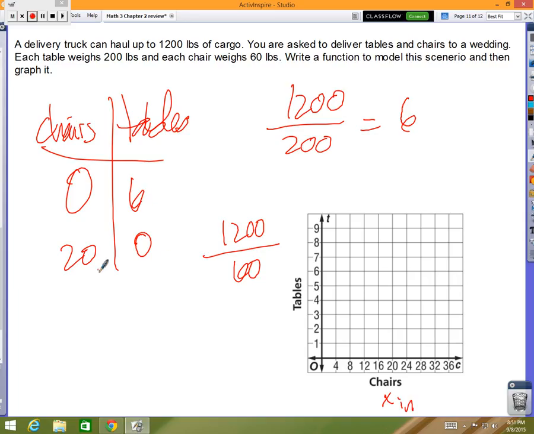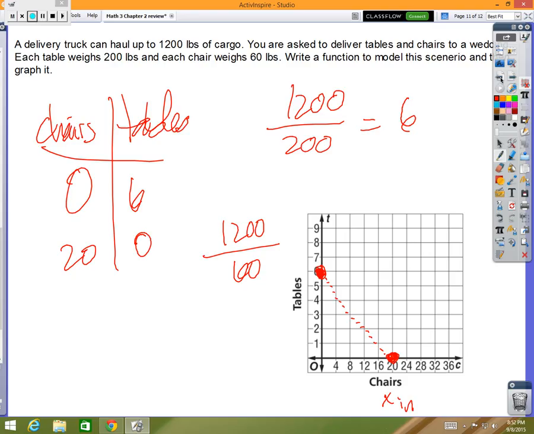Let's dot them. Not 0, 20, 0, 6. So 0 left or right, don't go anywhere, but go up 6. Dot and circled, because you do include the 6 tables. Go right 20 and up 0. Now connect them, but because it's an inequality, you've got 2 options. You can connect them with a dotted line, or you can connect them with a solid line.